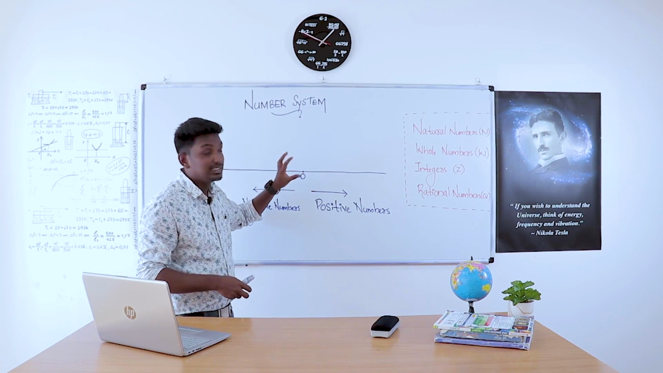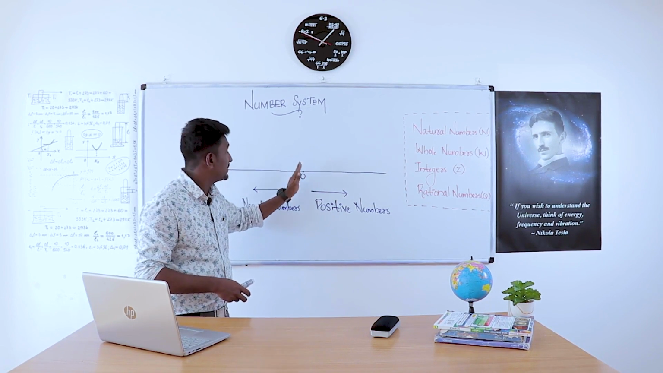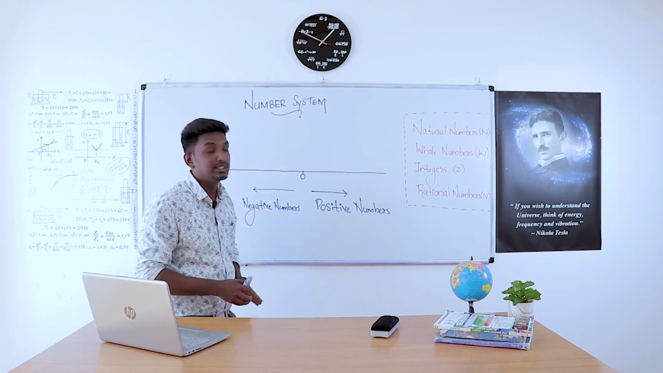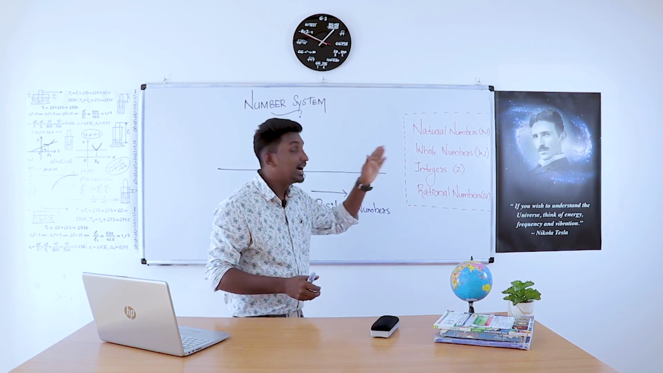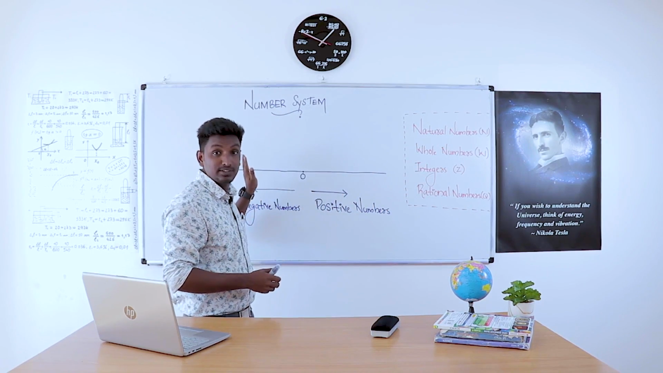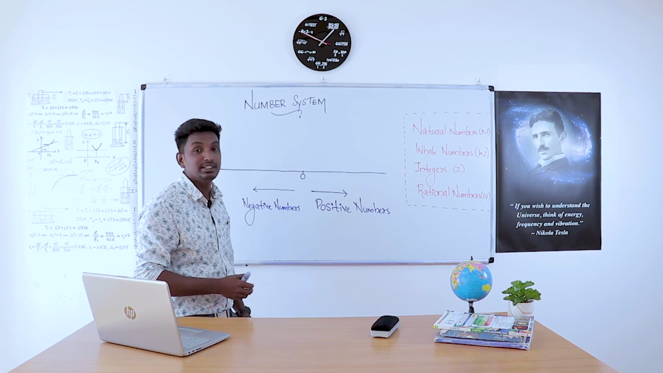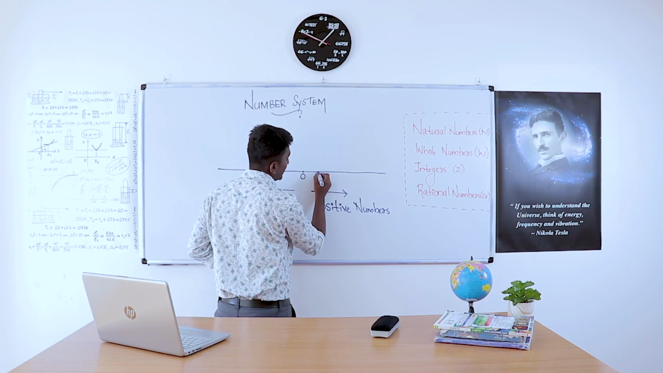That is, 0 is the center of the number line. From 0 towards the right, it is counted as positive. That means 1, 2, 3, 4, 5, etc. And from 0 towards its left, we count as -1, -2, -3, -4, -5, etc. This is a real number line.